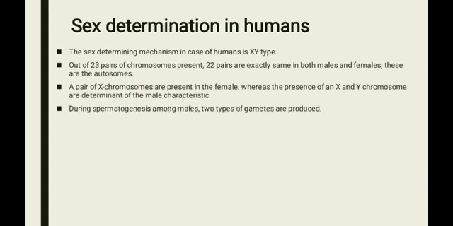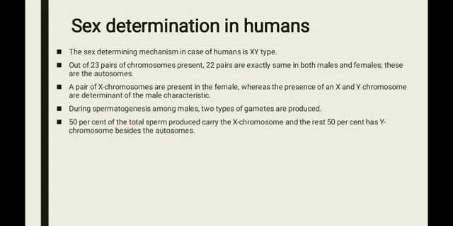During spermatogenesis among males, two types of gametes are produced. 50% of the total sperm produced carry the X chromosome, and the other 50% have the Y chromosome, and besides these there are autosomes.